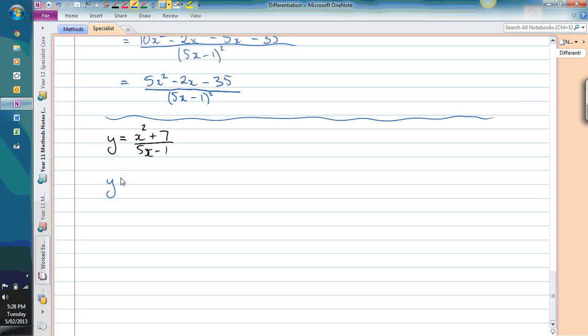What I'm going to do is I'm going to rewrite this function. Instead of writing it in this form as a fraction, I'm going to write it as a product of two functions, and the bottom one I'm going to write with a negative index. And you can see that this has turned this into a problem similar to the one we did earlier, where we had a product and a chain rule combined into one. Here I've got one function multiplied by another function, and this one here is going to need the chain rule.